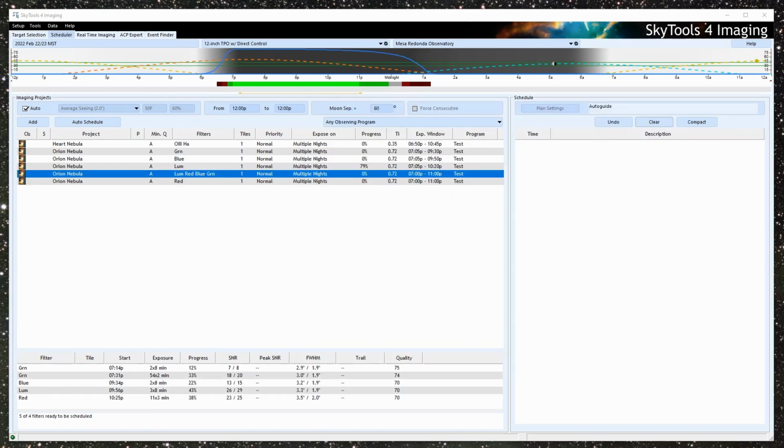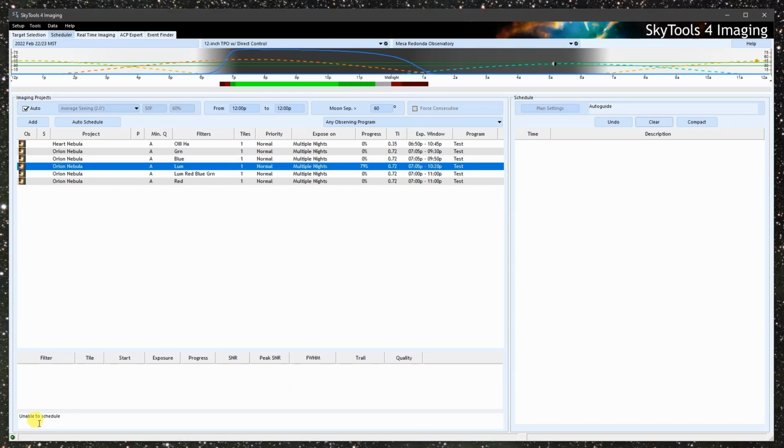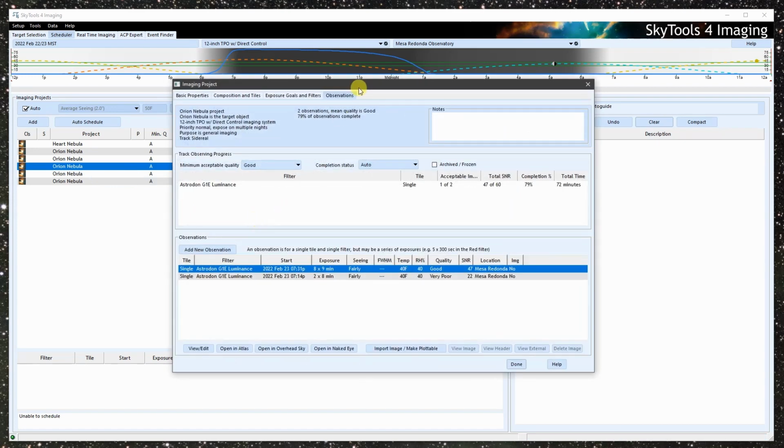Okay, so I have one last question, and it's the one that started all this. Somebody asked about it on the forum. I'm going to look at just the luminance filter, and the question is, why won't it schedule now? The progress is 79%, but it won't schedule. It should schedule to bring that up to 100%. Why is the progress 79%?